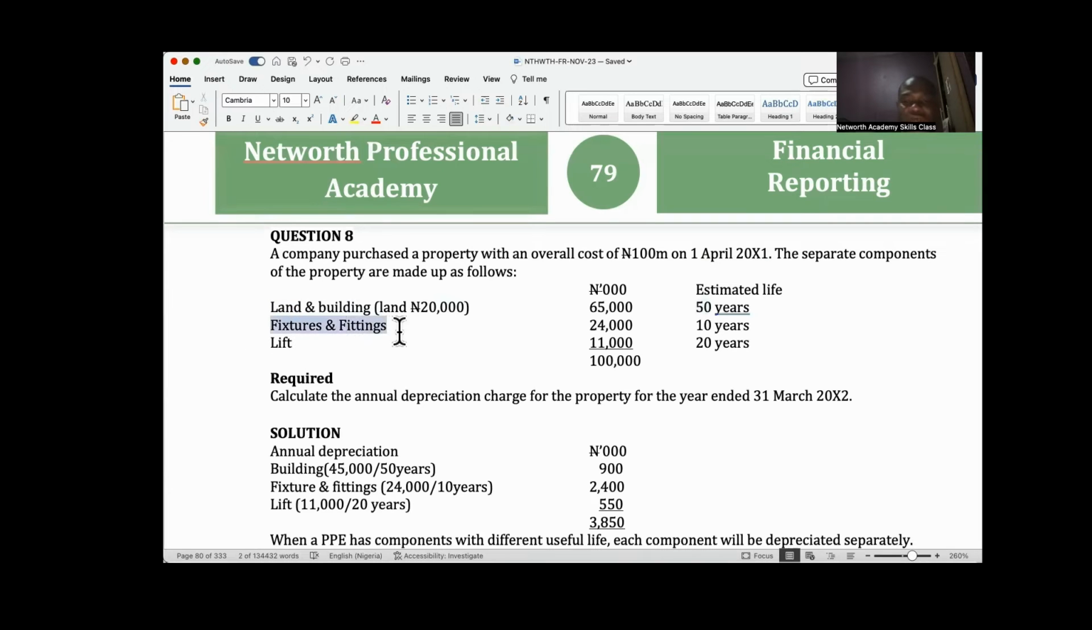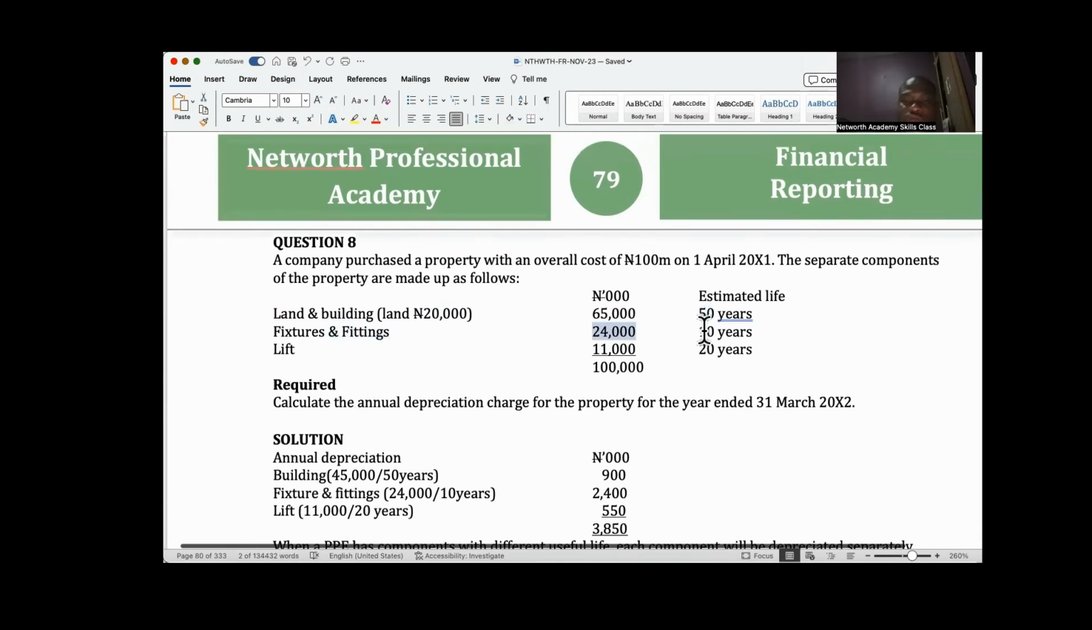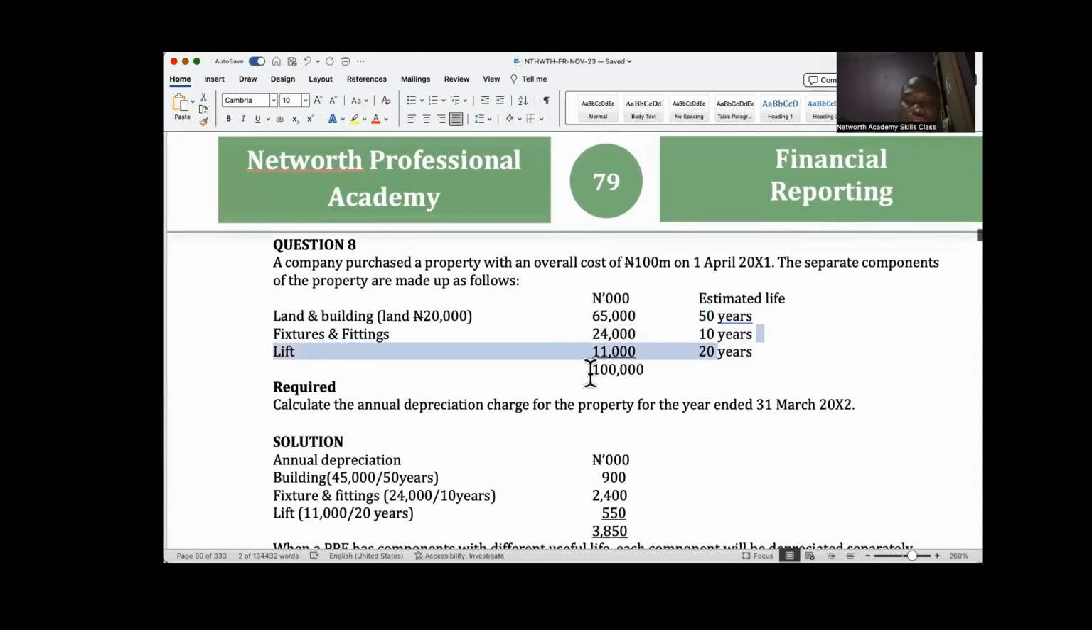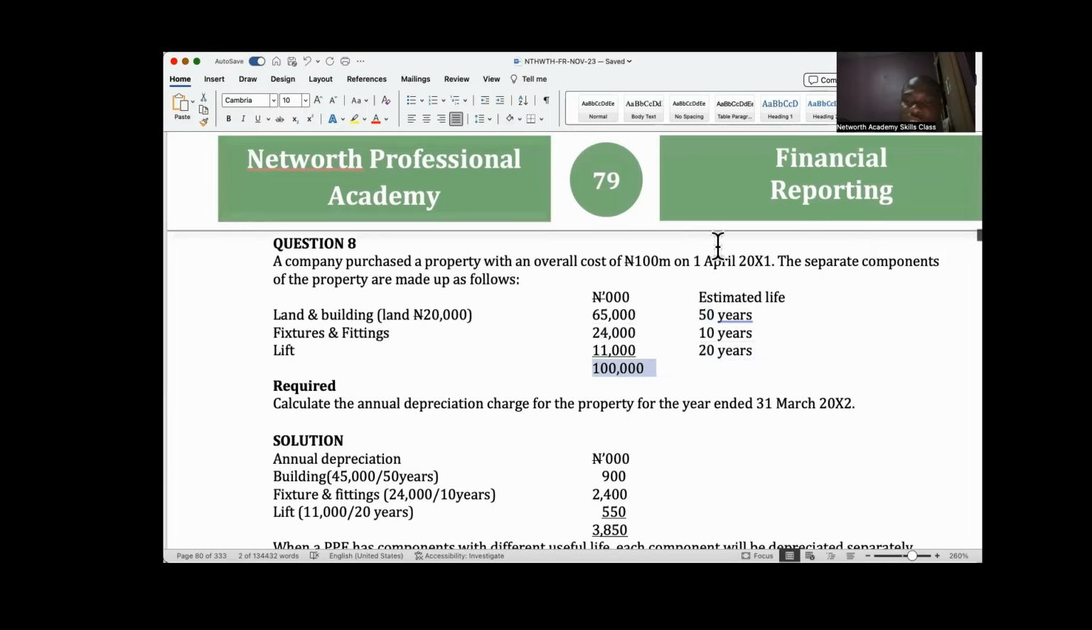For the fixtures and fittings, the cost is 24,000 and the useful life is 10 years. The lift cost is 11,000, and the useful life is 20 years. So that gives the total of 100,000 they were referring to here. What this question wants to teach you is that whenever we have an asset that has separate components, and each separate component has its own useful life, you have to depreciate those components separately. So this question asks us to calculate annual depreciation for the year end 2002.